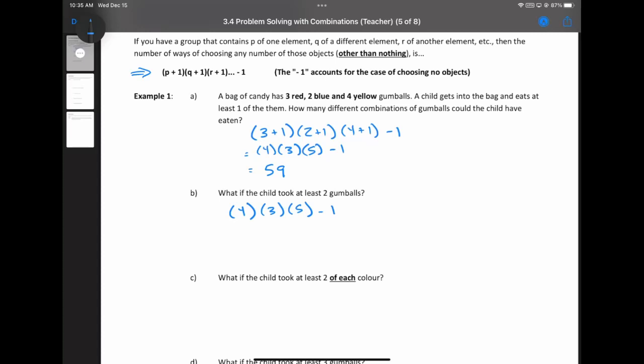Well, the number of ways of taking 1 gumball is going to be 3, because that 1 gumball could either be red or blue or yellow. So we're going to subtract off an additional 3 there. So that's the number of ways of selecting no gumballs or 1 gumball and taking it off of the total. So we get an answer pretty close to our 59. It's just going to be 3 less, or 56.